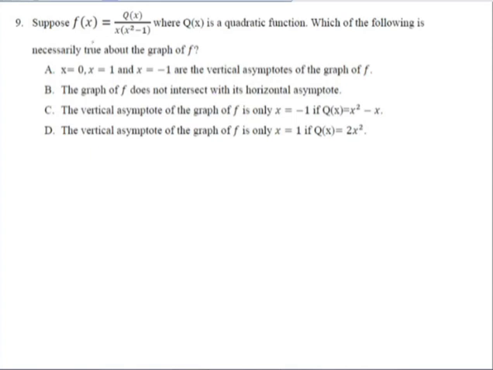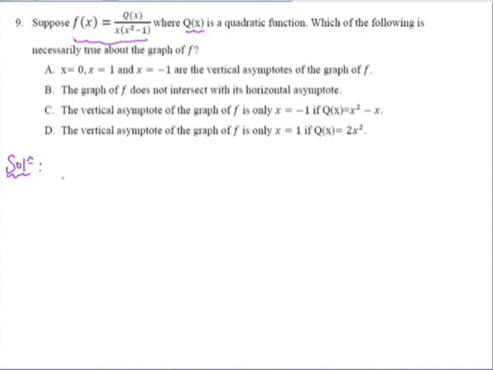Suppose f of x is q of x over x times x squared minus 1, where q of x is any quadratic function. Which of the following is necessarily true about the graph of the function? We need to be very careful to answer such kind of problems. For example, q of x can be any quadratic function.